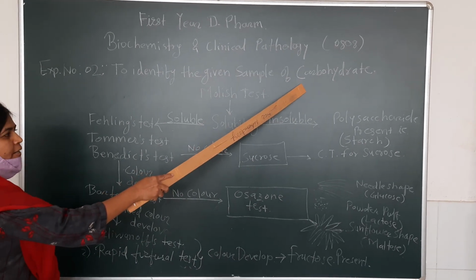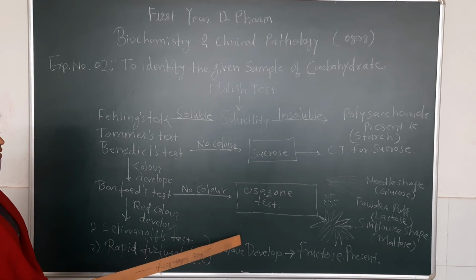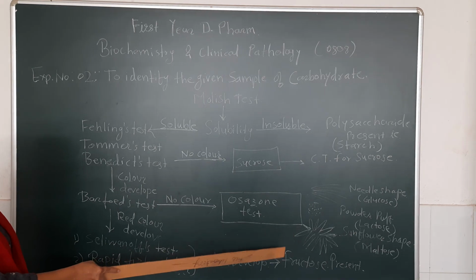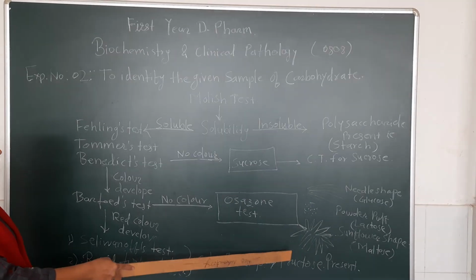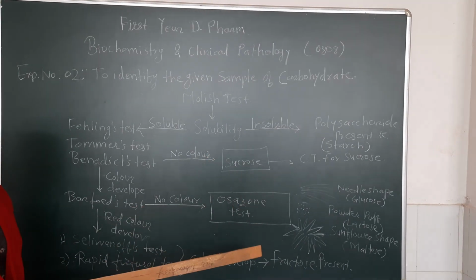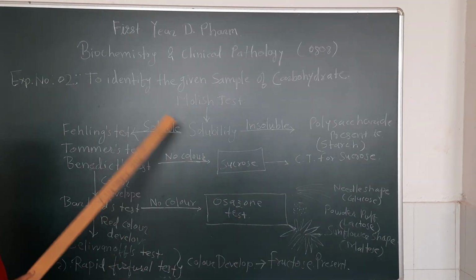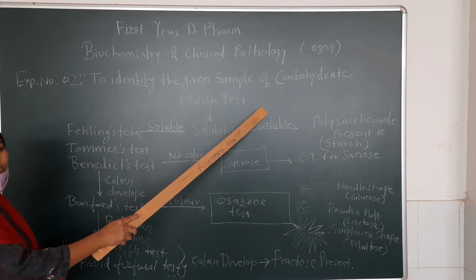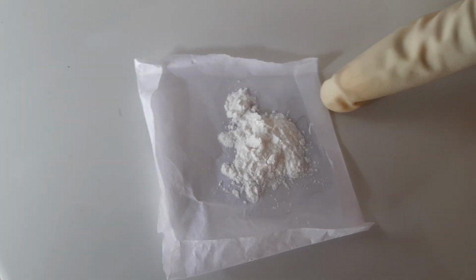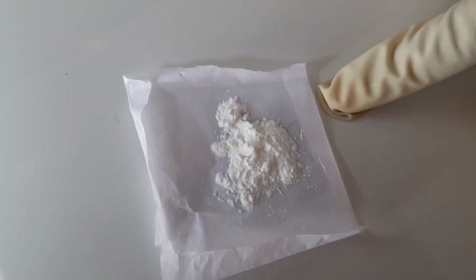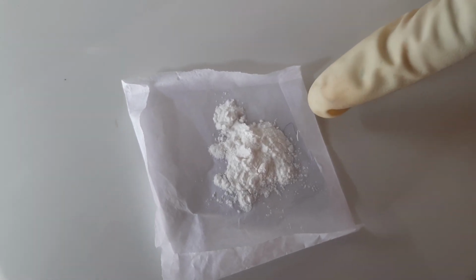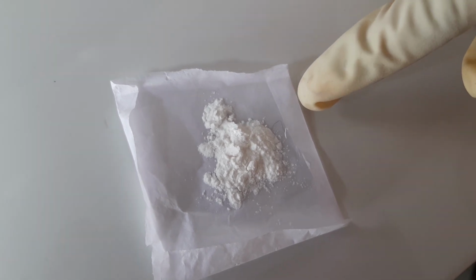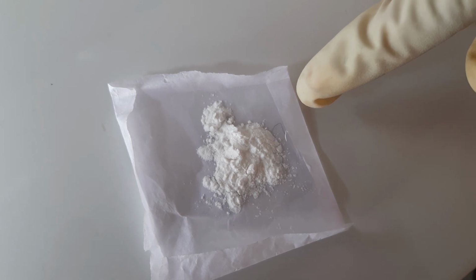So these are the different qualitative tests to identify the carbohydrates. After performing all these tests, we have to confirm the sample. There are different confirmatory tests also, which we will see individually when we perform each sample. So let's start with today's practical, that is to identify the given sample of carbohydrate. This is today's sample of carbohydrate. We have to dissolve it in 20 ml of distilled water and then we will perform the next test.